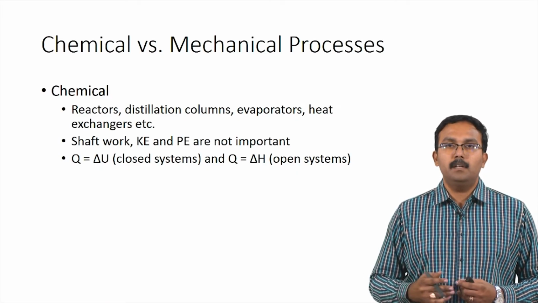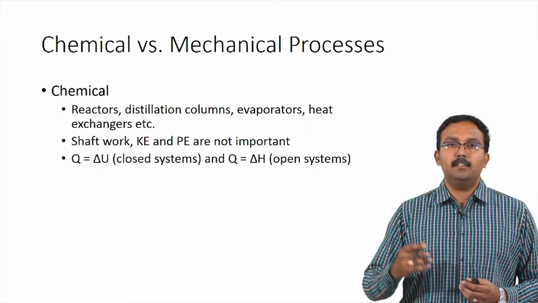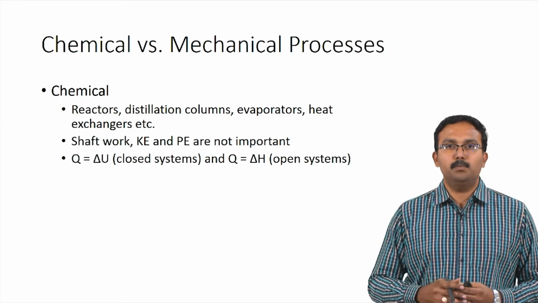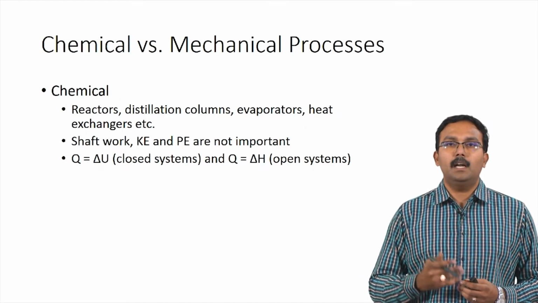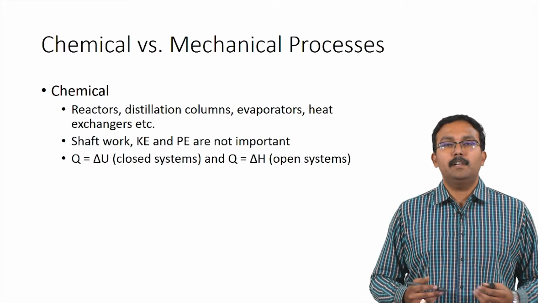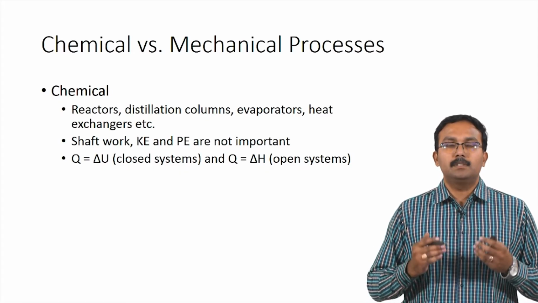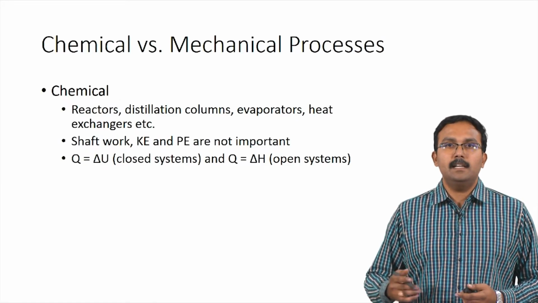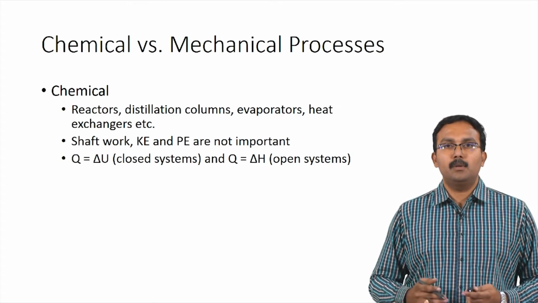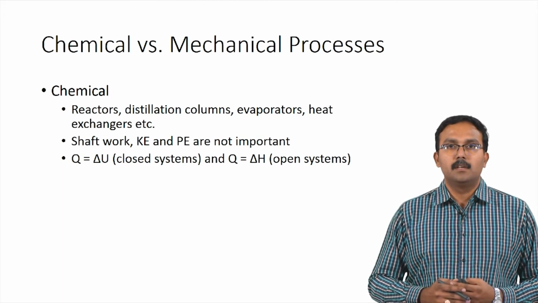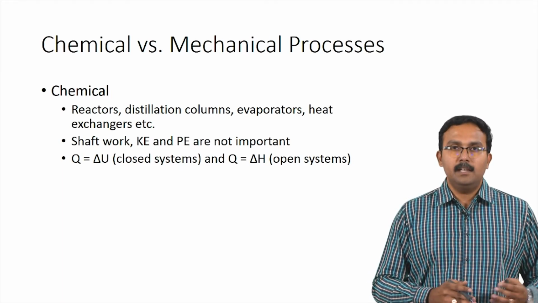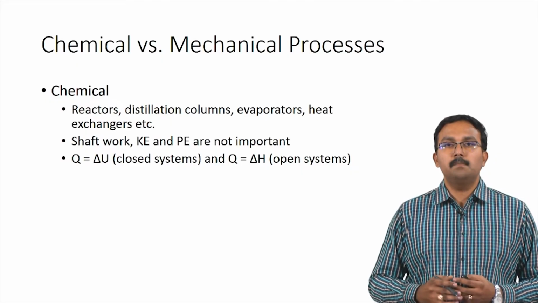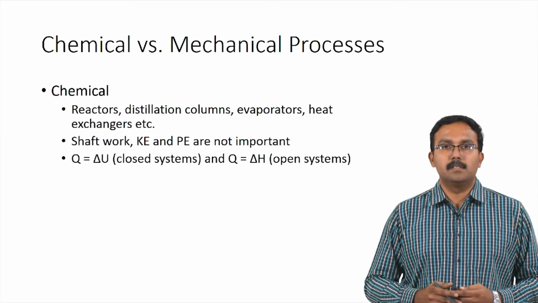But if you remember, we saw that the effect of change in kinetic energy was very small and it was about 1/100th of the effect of change in enthalpy. So, such processes where change in enthalpy and heat or change in internal energy and heat play a major role are called chemical processes. So, you would use internal energy for closed systems and enthalpy changes for open systems.